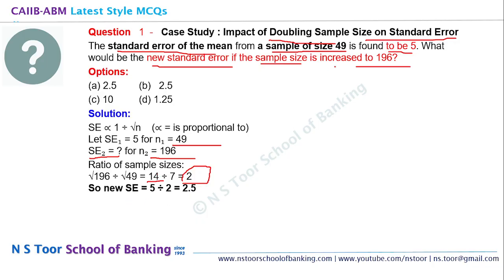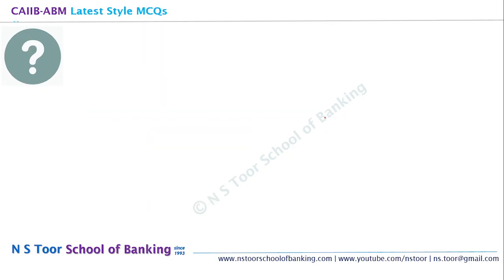So if the sample size is doubled, the new standard error will be, in case of 49 it was 5, so 5 divided by 2 is equal to 2.5, the new standard error. Very simple to calculate. So B is the correct answer for this question. You only have to remember this formula: standard error is proportional to 1 divided by square root of n. If you know this formula, there will not be any issue in the calculation.